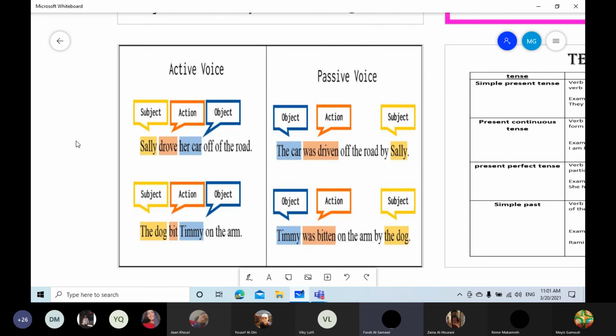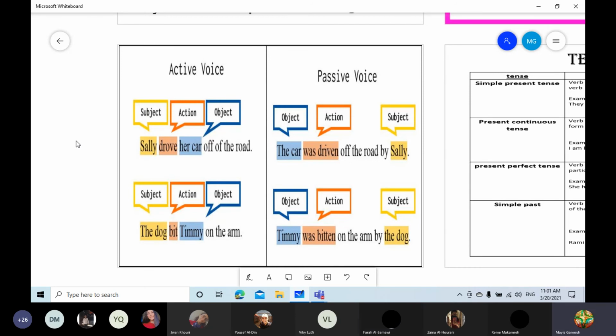In the active voice, Sally is our subject, and drove is the verb or the action, and her car is the object. And when we want to change from active voice to passive voice, the subject will become the object, and the object will become the subject. So the sentence will become, the car was driven off the road by Sally, and we put the verb with the auxiliary verb and the verb 3, past participle. Yes, it will become the car was driven off the road by Sally. Thank you, Farah.